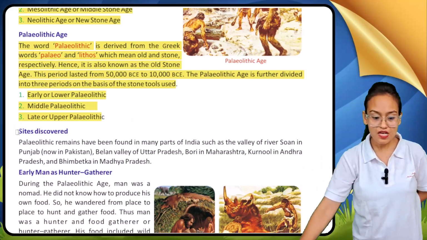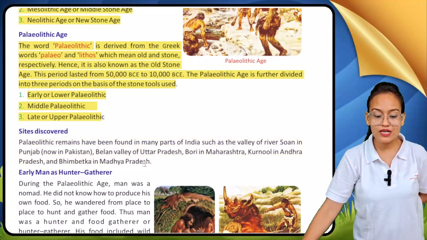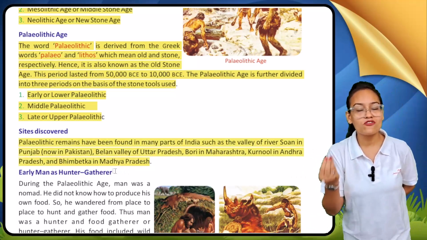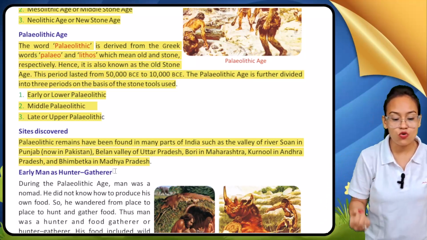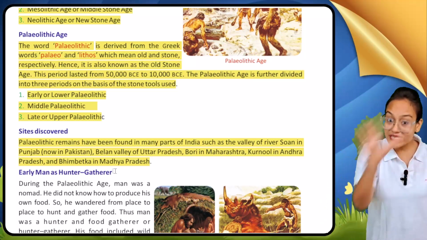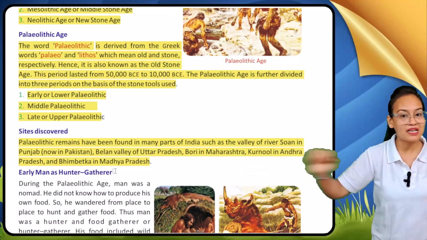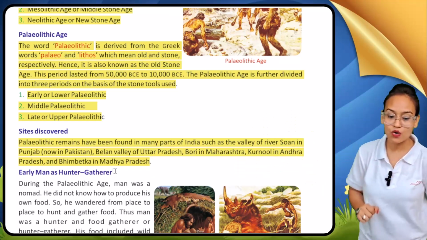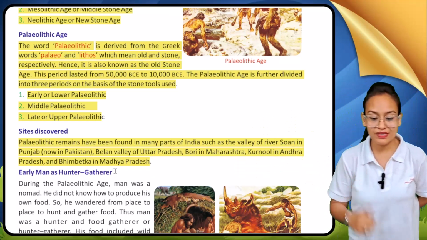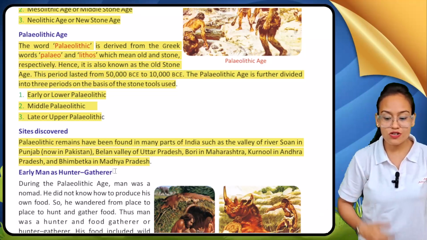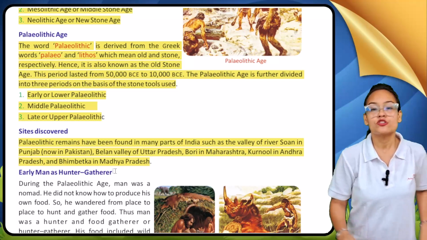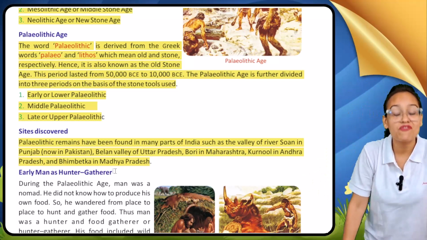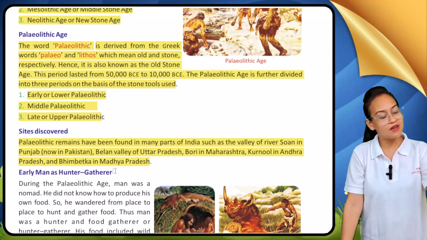Here you can see, my dear students, the remnants of our Paleolithic age can be found in the valley of river Son in Punjab. This area is right now in Pakistan, not in our country India. Also in the Belan Valley of Uttar Pradesh, Bori in Maharashtra, Kurnool in Andhra Pradesh, and Bhimbetka in Madhya Pradesh. So in these areas we can find the remnants of our Paleolithic age.